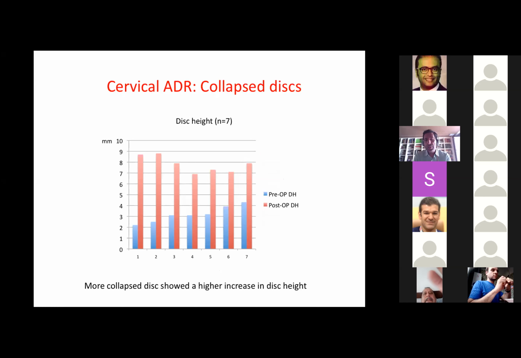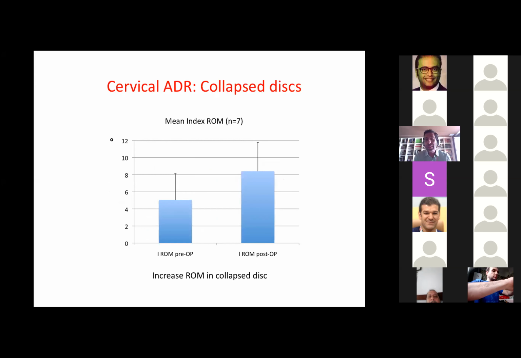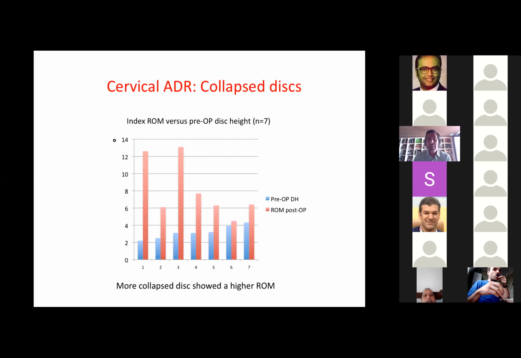Very interesting, more collapsed discs show the higher increase in disc height, as you see here. There was also an increase in range of motion in the collapsed discs that we operated. And interestingly, the more collapsed discs show the higher increase in the range of motion. So it can be quite a useful surgery in selective cases.